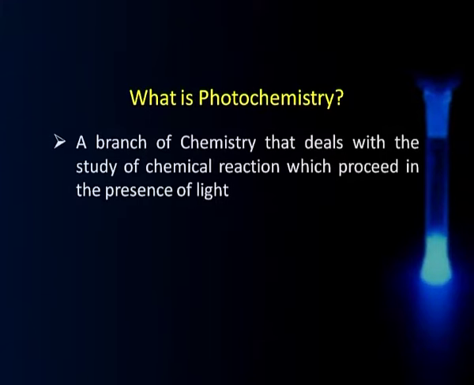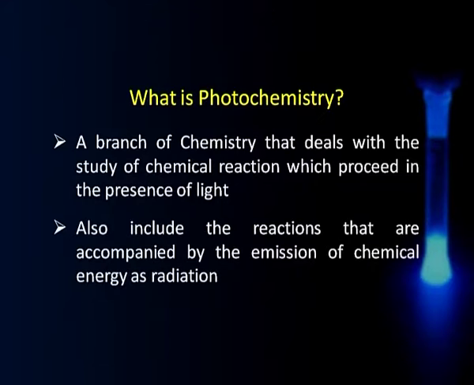Now let us make a beginning by defining what we understand by photochemistry. Photochemistry is a branch of chemistry that deals with the study of chemical reactions which proceed in the presence of light. As the name suggests, photo means light, that means chemistry as a consequence of light. That is one common way of putting it.